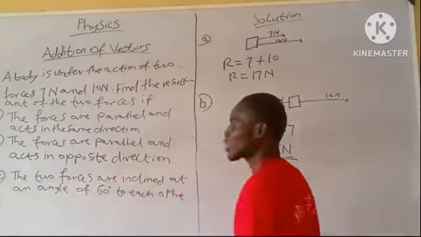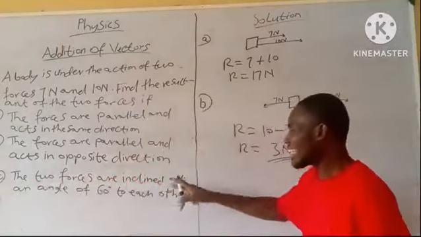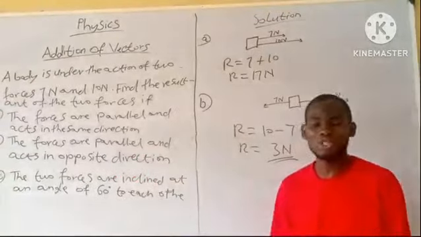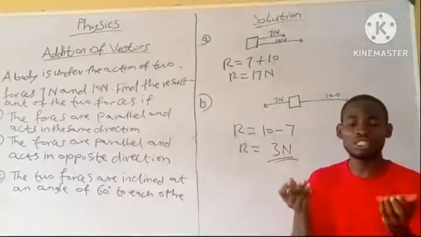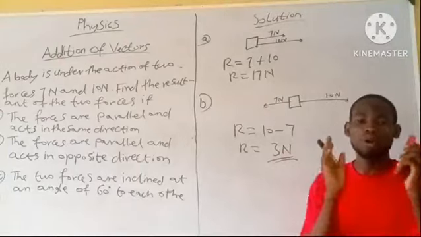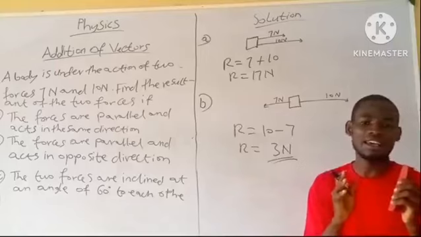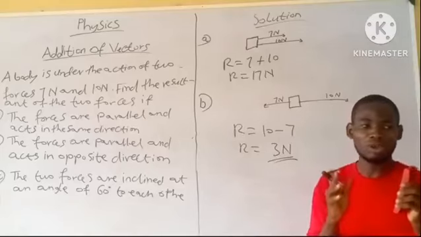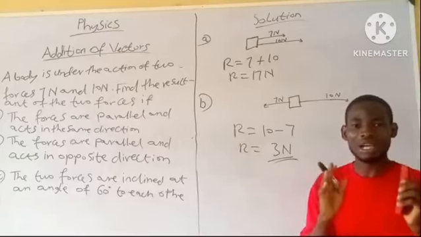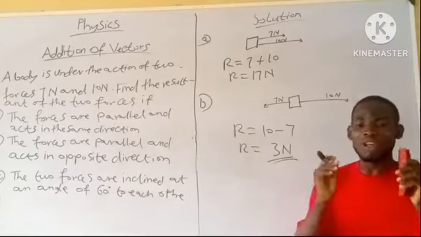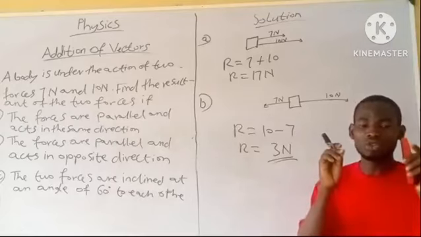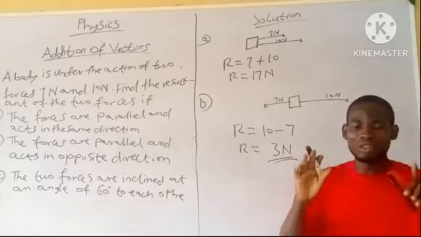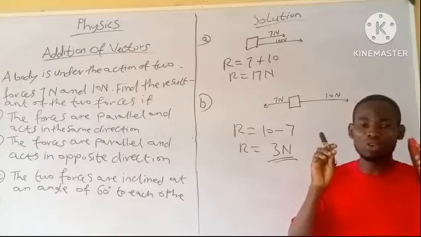Now, let's look at the last one. If the two forces are inclined at an angle of 60. Now, looking at this, you use the parallelogram method to solve it, or use the triangle method. But please, I advise you to use the parallelogram method. There are reasons to get your answer. Use the parallelogram method, except you are asked to use the triangular method in the question. If you're not asked to use the triangle method, use the parallelogram method to get the resultant of your vector.